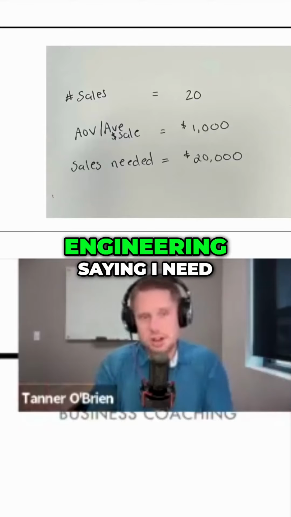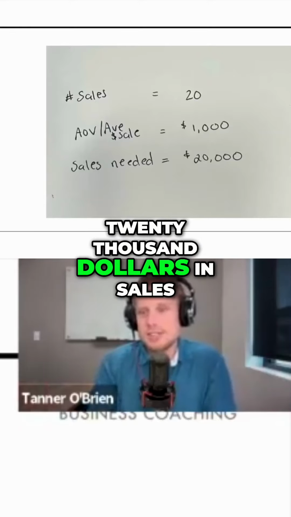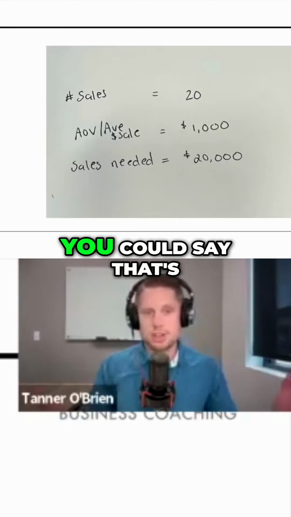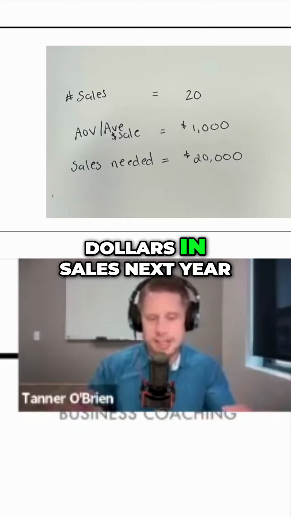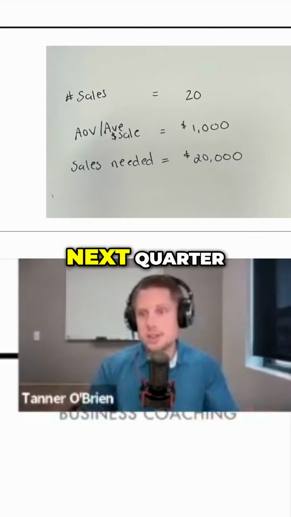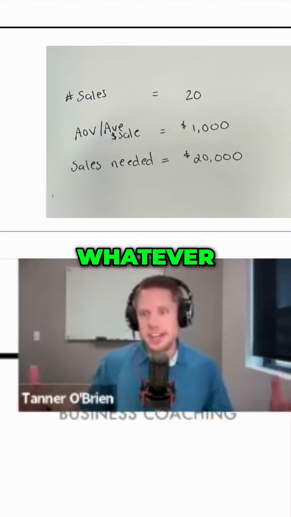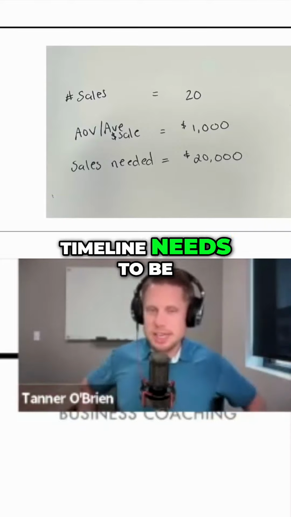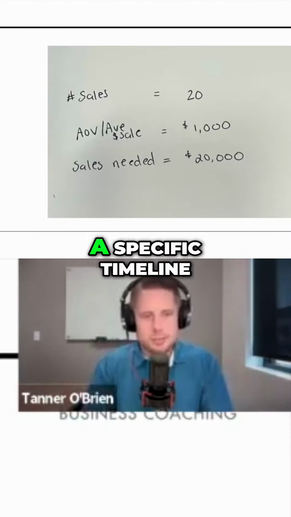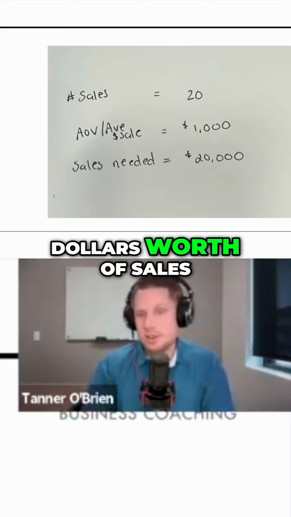So this is reverse engineering, saying I need $20,000 in sales. Now, for you, that could be $20,000 in sales next year, next quarter, next month, next week, tomorrow, whatever your number or timeline needs to be. But on a specific timeline, we need $20,000 worth of sales.